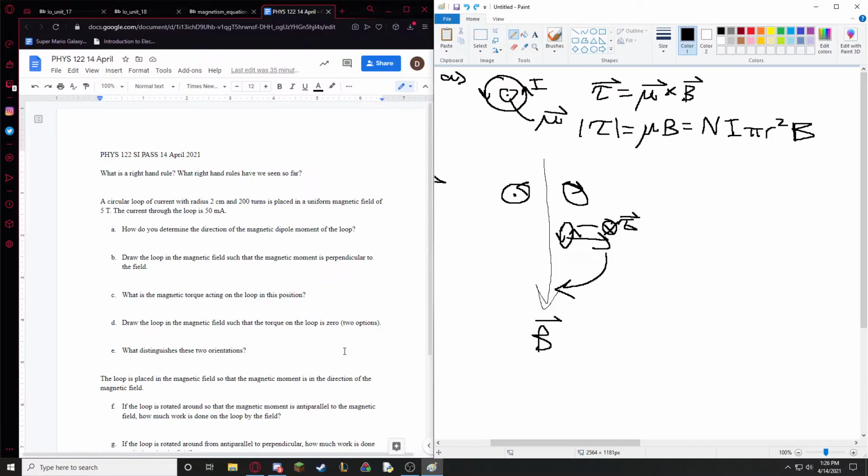So now let's take 5 minutes again, and let's draw the loop in the magnetic field such that the torque on the loop is 0. And there's going to be two options here. And then what's going to distinguish these two orientations? Let's take 5 minutes, then we'll talk about it.